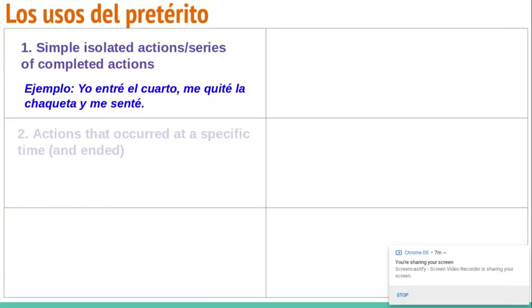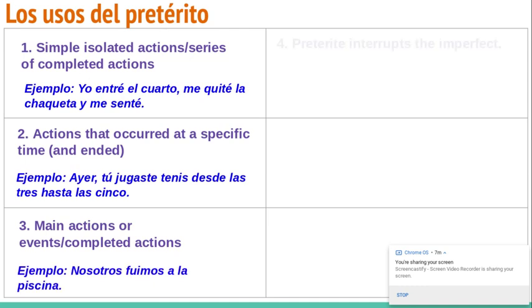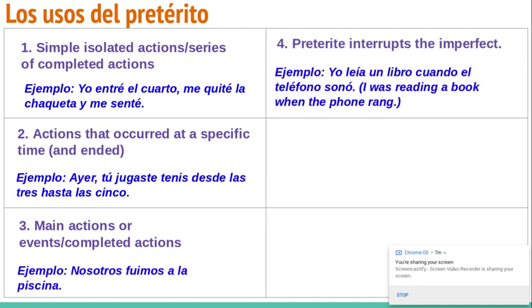But if we look at our uses of the preterite: simple isolated actions or a series of completed actions. Completed is the key word. We know when something started or ended. Actions that occurred at a specific point in time and they ended. We know when they started and ended. Main actions or events. Completed actions. Again, completed. This is the key word.